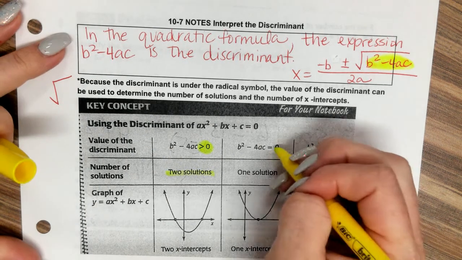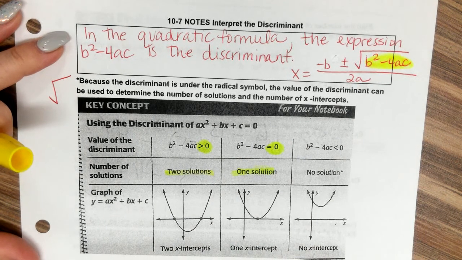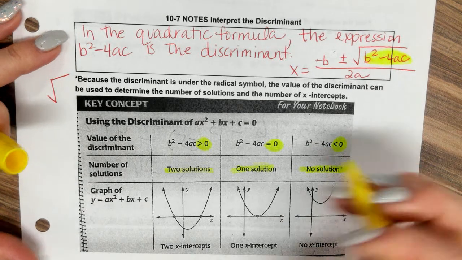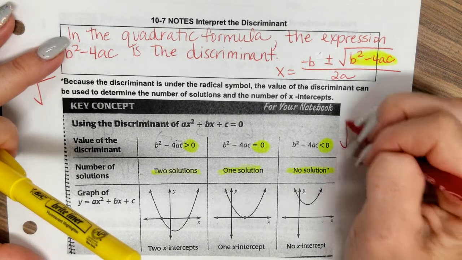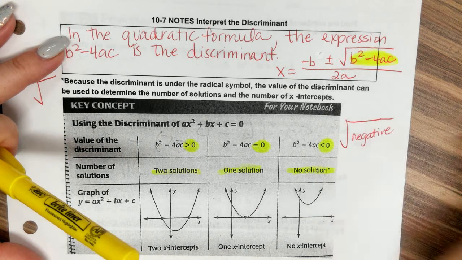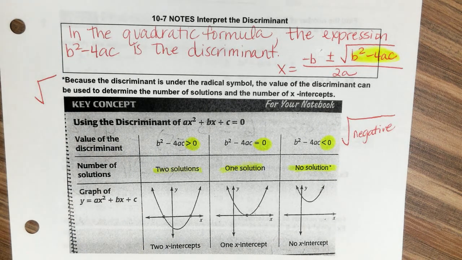If it's equal to 0, you're going to have one solution. And if it's less than 0, that means you're going to get a negative number. So if you get a negative number under the radical sign, then your answer is going to be no solution. Does everybody understand? So why would we use this? To simply look at it and say, hey, that's going to have this many answers.